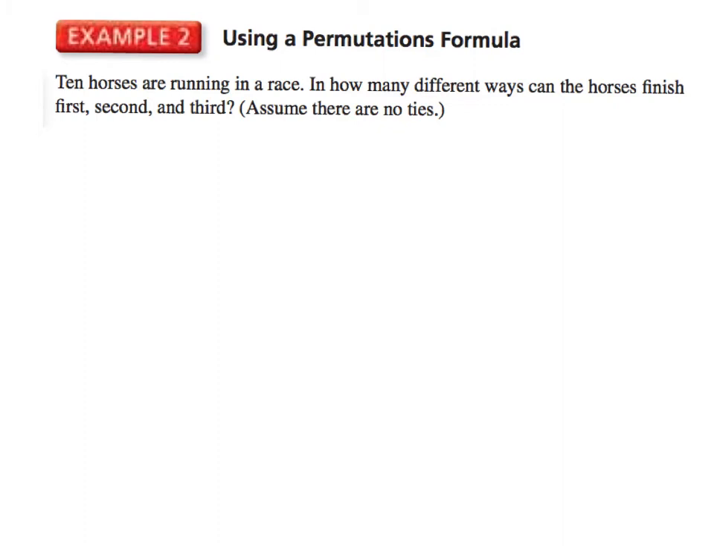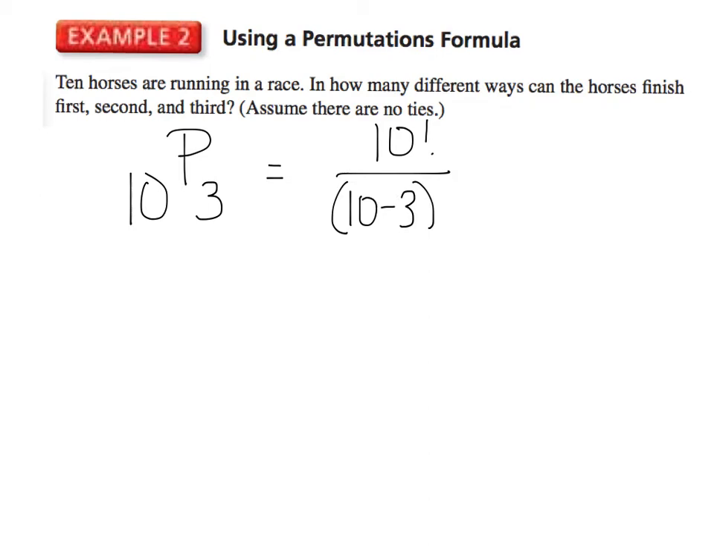So in example 2, 10 horses are running a race. How many different ways can the horses finish first, second, or third? So that means we have 10 horses, but only 3 places. So I would write this as 10 permute 3. That would equal 10 factorial, and then we'd subtract 3 from 10, factorial. That gives me 10 factorial over 7 factorial.